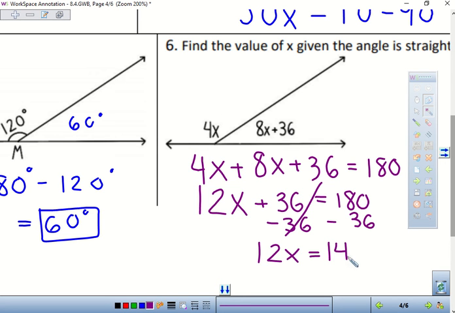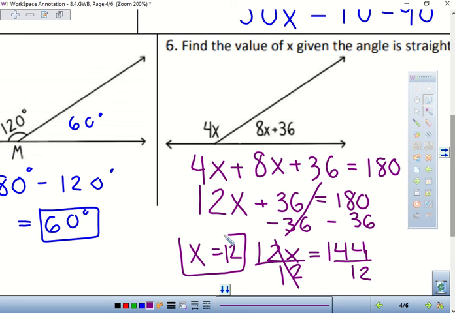What's my next step in solving this? Now you divide by 12. It'll equal 12. So x equals 12, right? And your first answer will be 48. Correct. And your next answer will be 132.